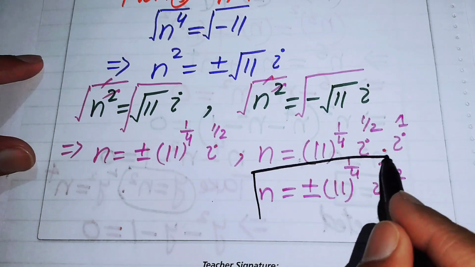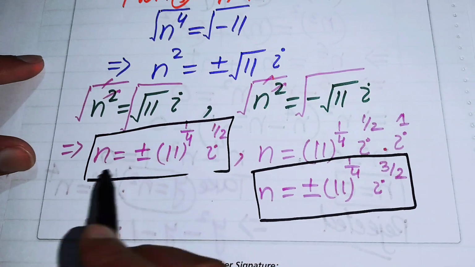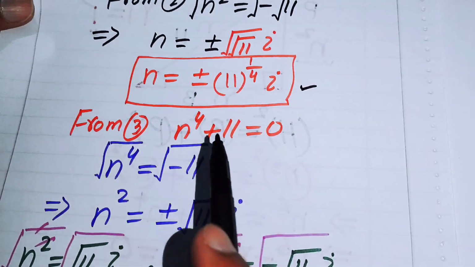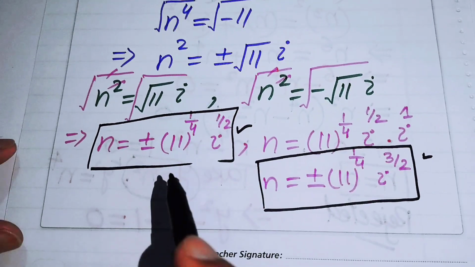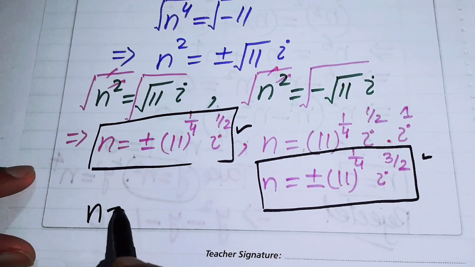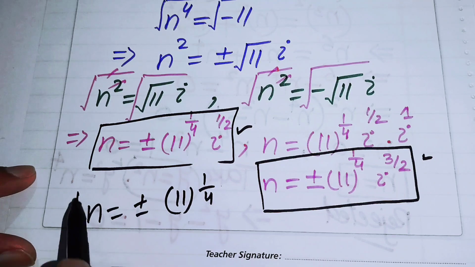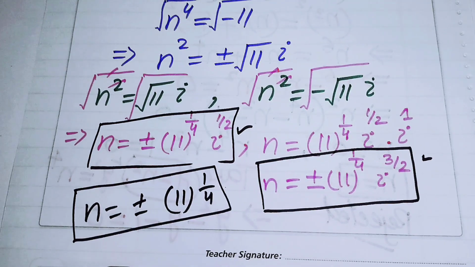So in this expression we find the complex roots. These are two complex roots, these are two complex, and these are two, so these are six, and here we have the two roots that are the real roots. So our real roots are n equals plus minus 11 and its whole power 1 over 4. So these are the total 8 roots of the given equation, and this is our final answer.